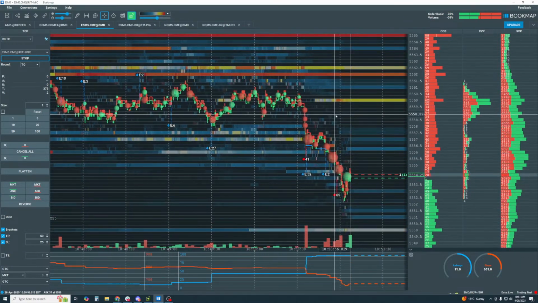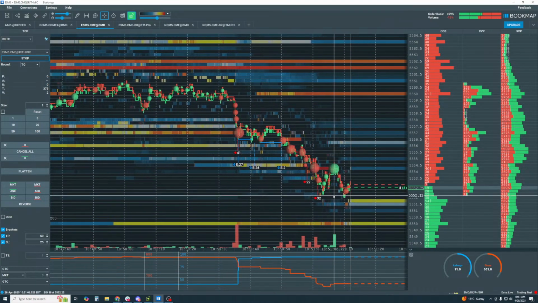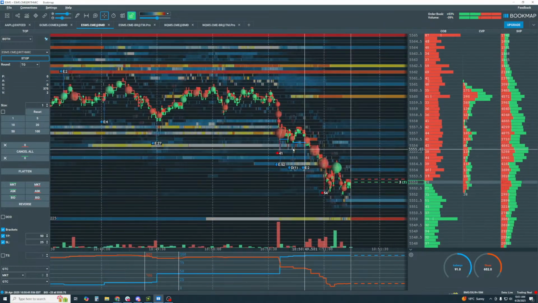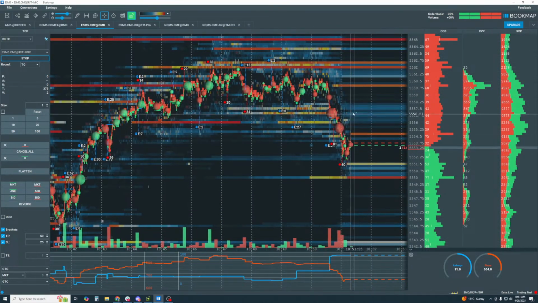Okay, so let's see if we got a pullback there. Okay, but this is moved too far to be buying. I don't see a low volume pullback at the moment.